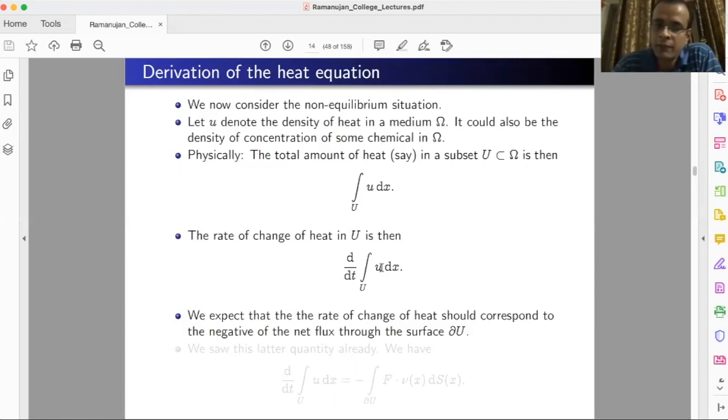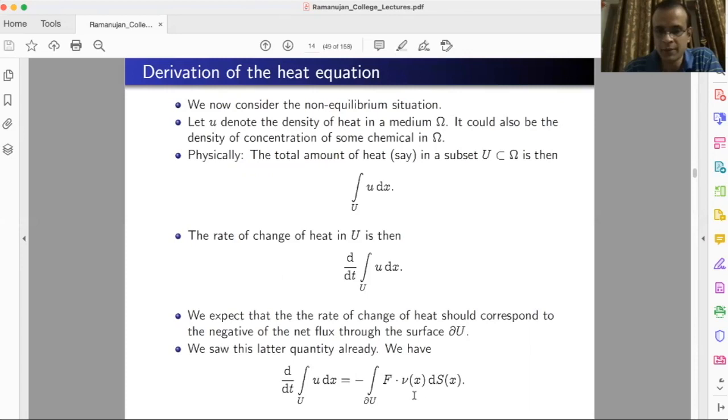So why is that? Because in practice, if the flow rate is positive, then the concentration goes down or the temperature goes down. So if the flow rate is positive, then there is actually a decrease. That explains the minus sign. So what we have is that d by dt of the integral of u dx is equal to minus the integral of F dot nu dS of x. This is the net flux.